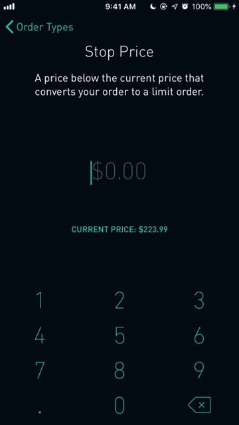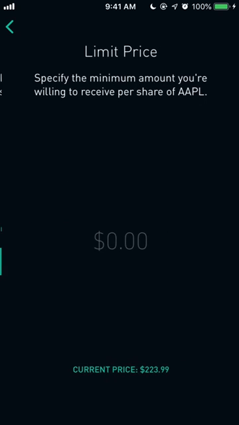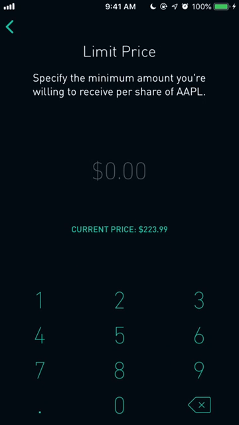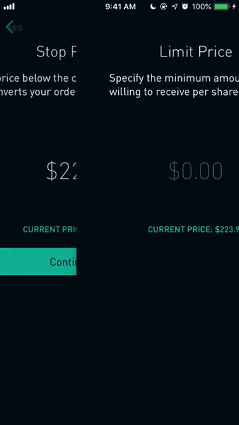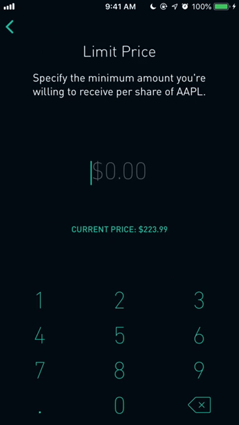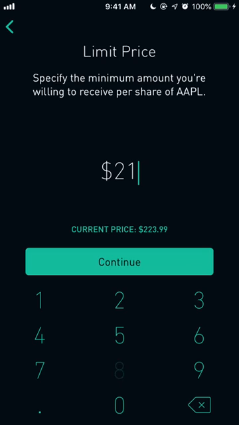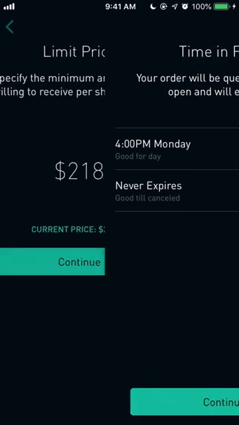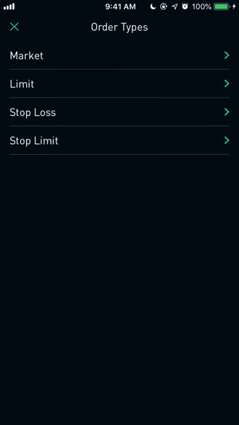Then stop limit, once again, similar to the stop limit for buying, just the opposite, a price below the current price that converts your order to a limit order rather than converting it to a market order. So let's say we go to 20, click continue again, specify the minimum amount you're willing to receive per share of Apple. So that's setting the actual limit. So let's say, I don't know, like 218 or something like that. Click continue. It does the same exact thing as before.